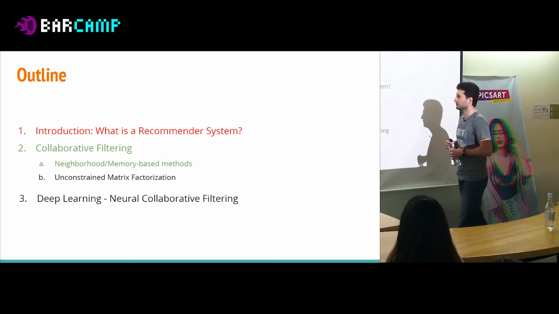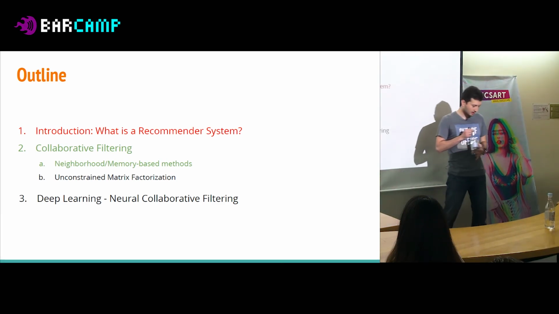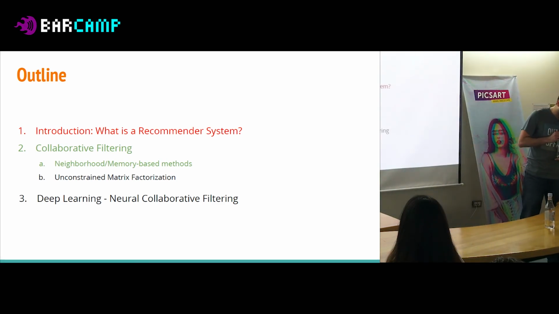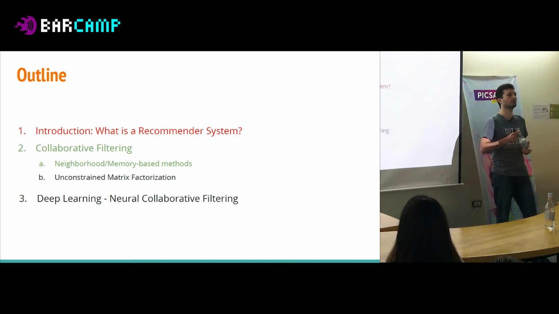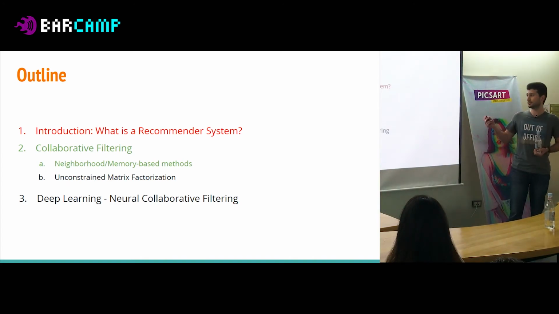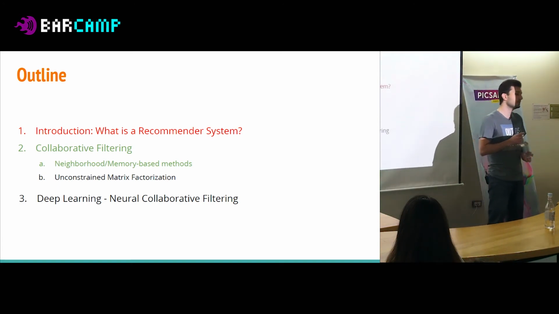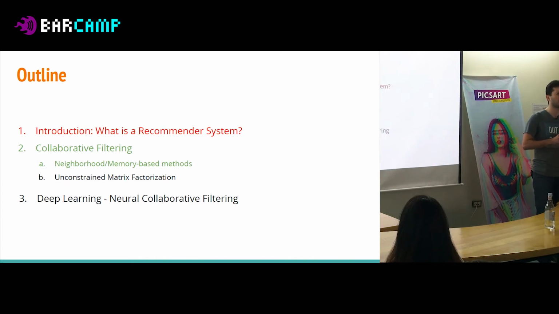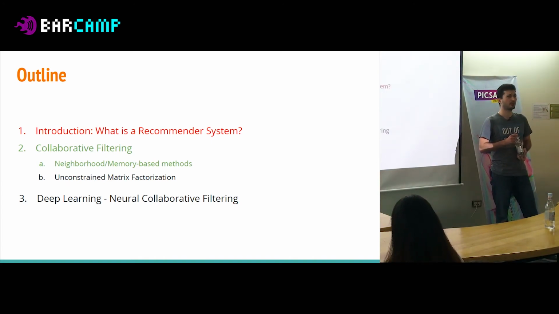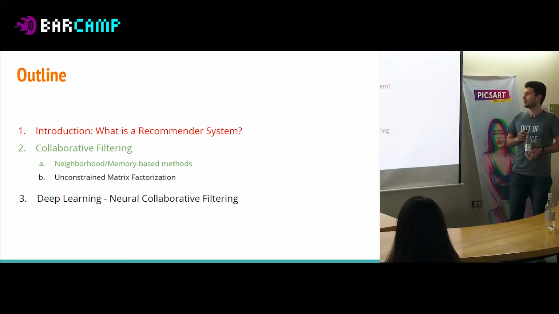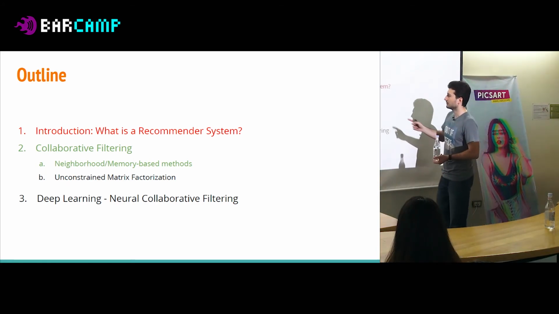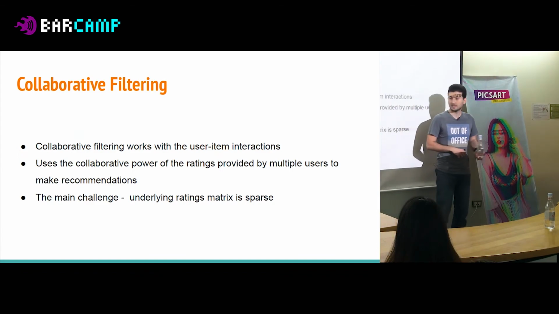So let's move to the second part. There are different ways how you can make recommendations. And collaborative filtering is just one of the ways to do it. It is by far the most popular, the most widely used. So that is why we will talk about this approach in details. And we will start with the neighborhood-based approaches.